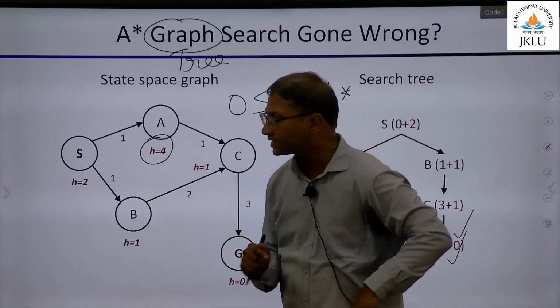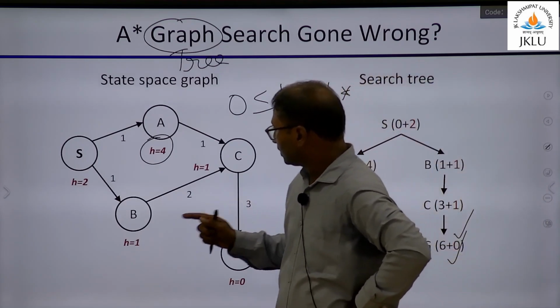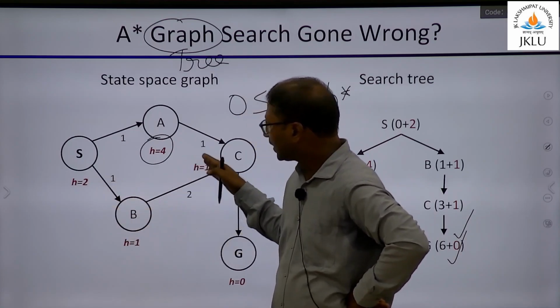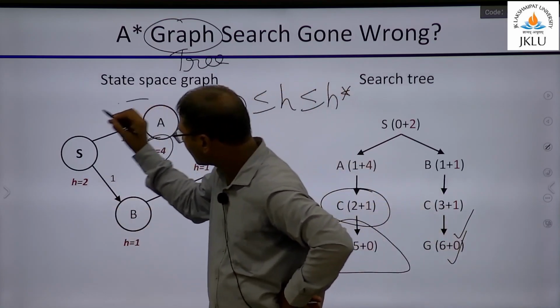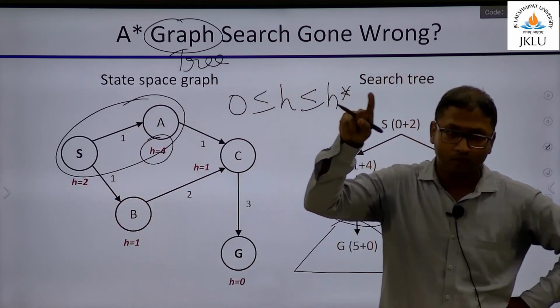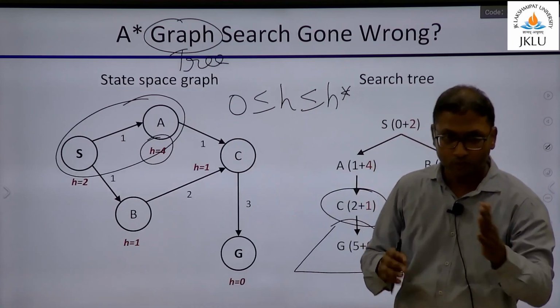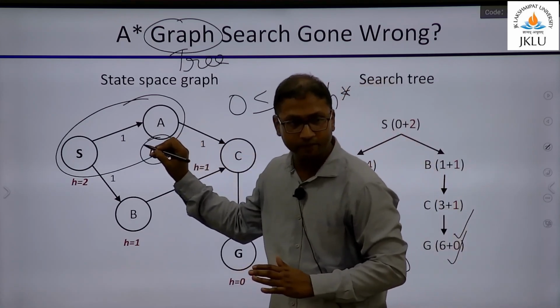What is wrong with this H equal to 4 here? See, H equal to 2, H equal to 1, 1 still makes sense. What is the problem in this segment? The actual cost to reach there is 1. But you have a heuristic that says 4. So there is some issue with this, right?